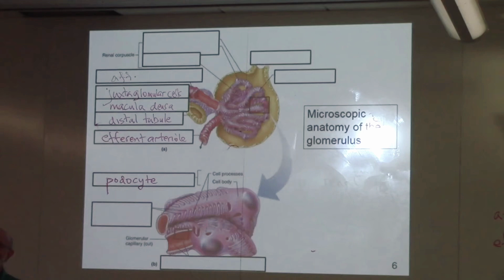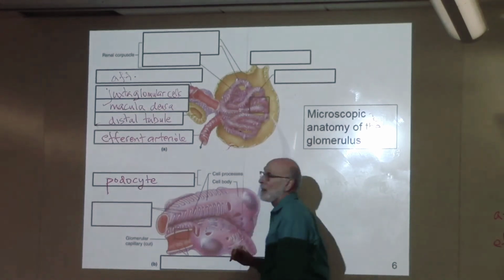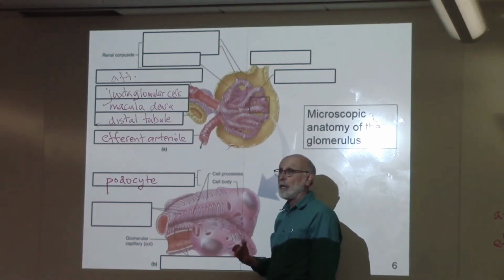And your book makes a thing about the parietal layer and the visceral layer, and I make a deal about that when it comes to pleura, but I don't make a deal about that when it comes to glomeruli. So this is the Bowman's capsule. What is this space in between the glomerular capillaries and the Bowman's capsule? What's that space called? Bowman's space. So this space in here is where the filtrate first collects.